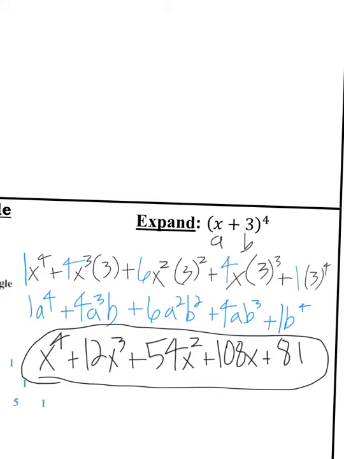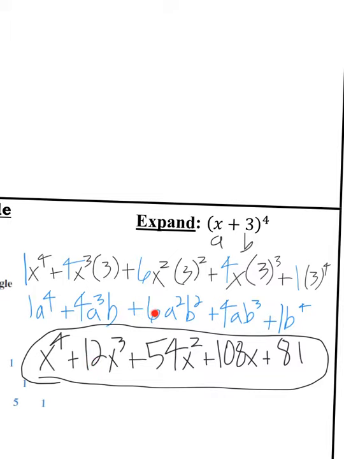I know it's a little weird because I have the formula, I have some work, then the formula, then the final answer. But so 1x to the fourth is x to the fourth. Then 4a to the third b. So a to the third is x to the third. B is just a 3. So what's 4 times 3? 12. 12x to the third.